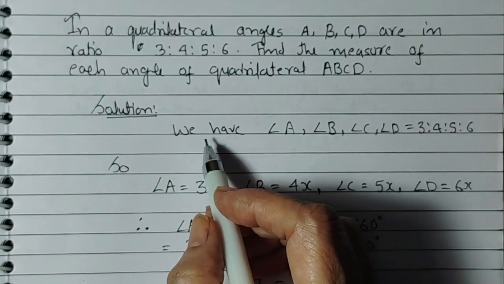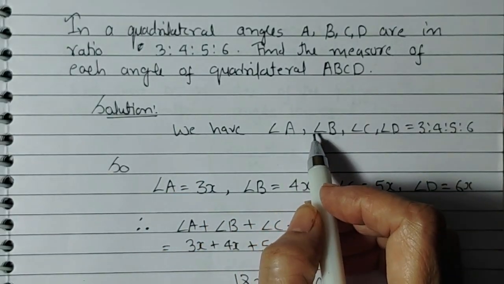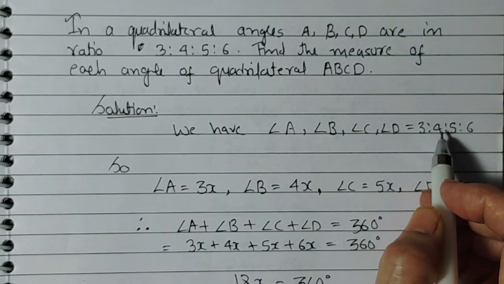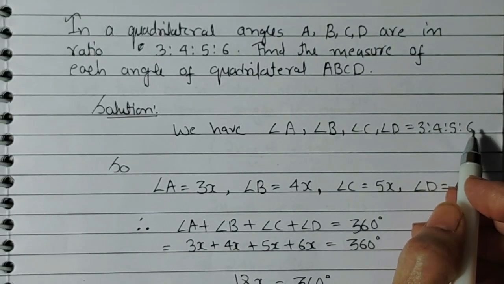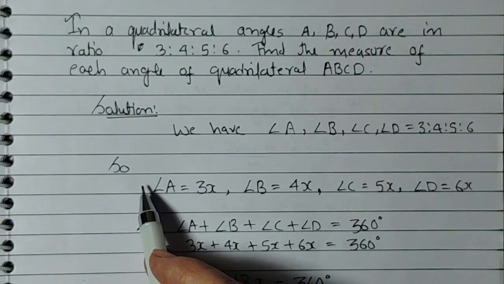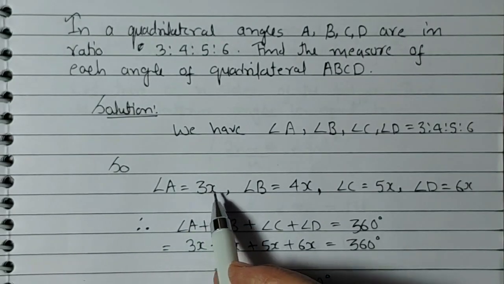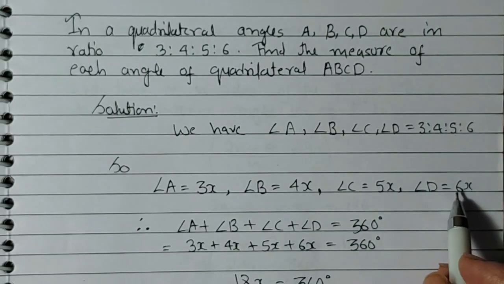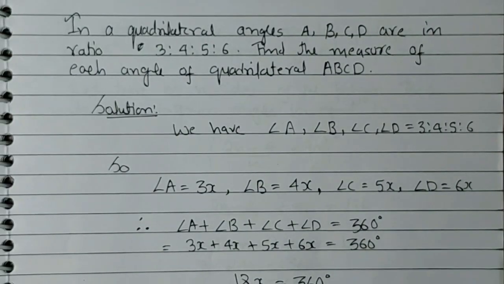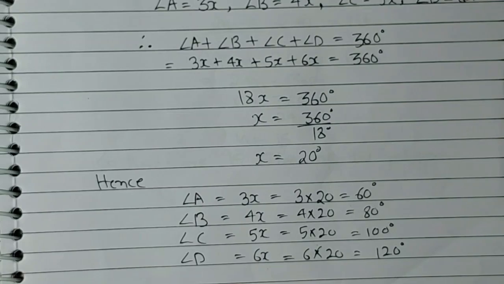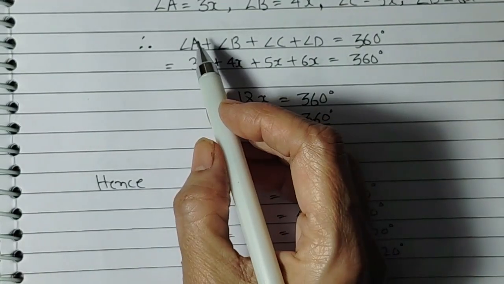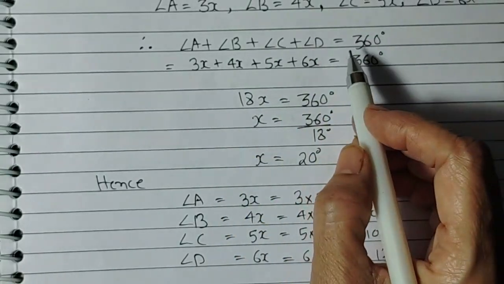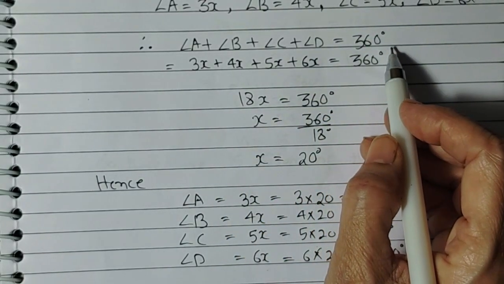So the solution will be: we have angle A, angle B, angle C, angle D in the ratio 3:4:5:6, which has been given. So angle A will be 3x, angle B is 4x, angle C is 5x, and angle D is 6x. Now angle A plus angle B plus angle C plus angle D will be equal to 360 degrees.